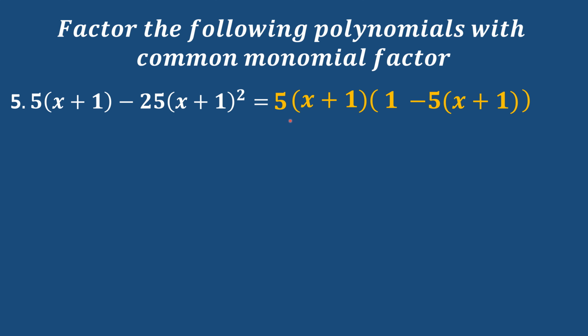Because 25 divided by negative 25 divided by positive 5 will give us negative 5. And remember, this quantity of x plus 1 to the power of 2 divided by the quantity of x plus 1 to the power of 1 will give us x plus 1 to the power of 1. So therefore, these are the factors of number 5.